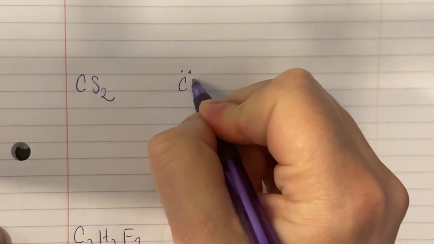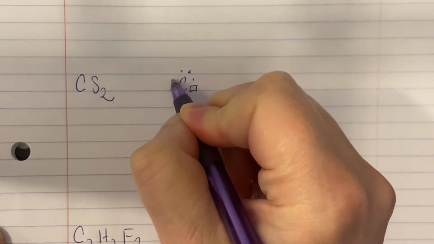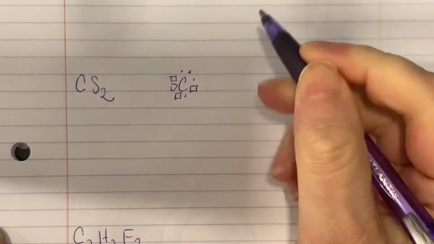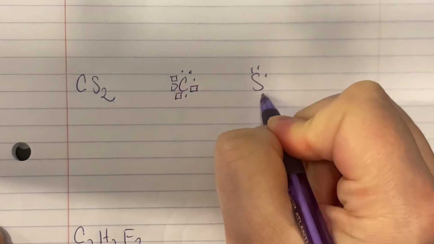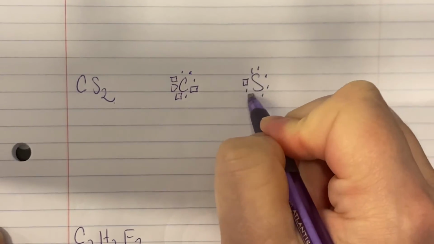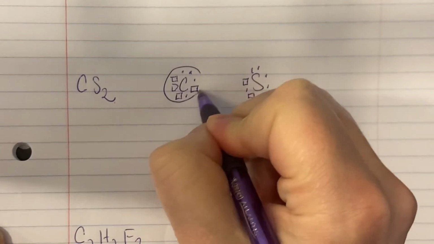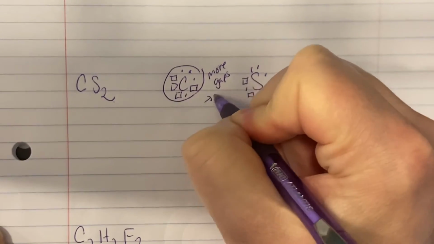And our next guy, CS2. Okay, so right off the bat, I think carbon's going to be the central atom, but I'm just going to double check. It has group 14, 4 valence electrons, so 4 gaps. So it can make 4 bonds. Sulfur, we just had from above, is group 16, so it has 6 valence electrons and 2 gaps. Carbon has more gaps, so it has to be the central.